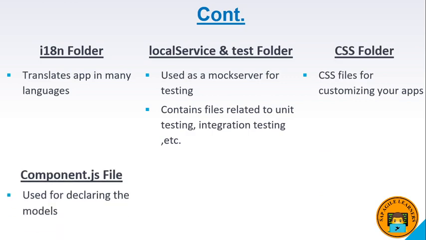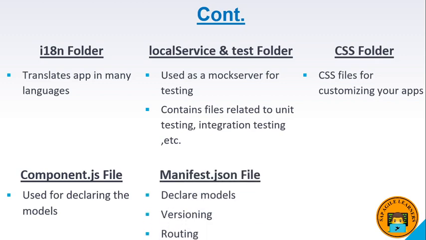Next, the component.js file. This file is used here for declaring the models, but in the latest version of SAP UI5, that step is also done in the manifest.json file. Manifest.json file. This file is used to declare the OData for versioning and for routing as well.